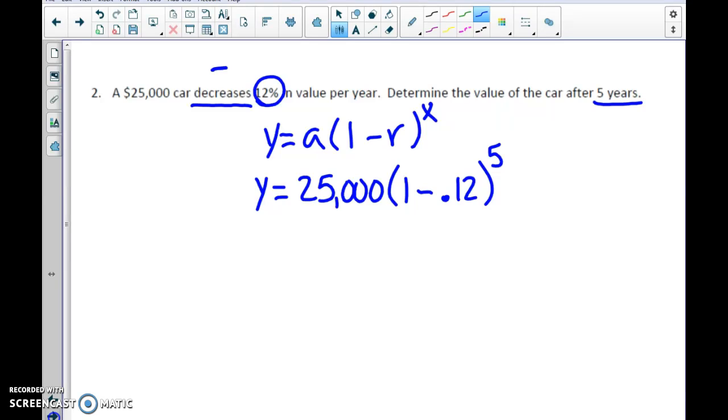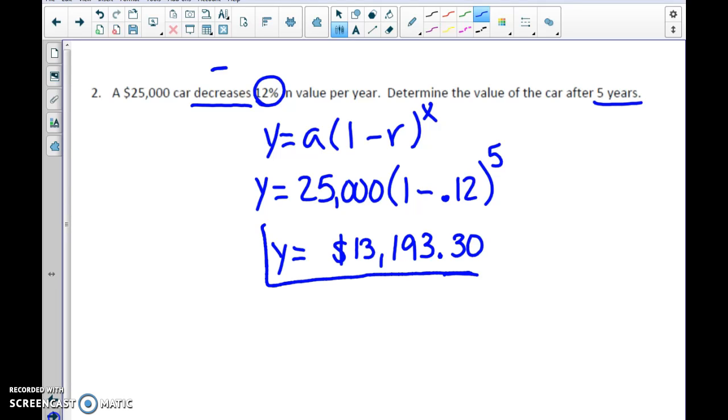So you're just going to type that into your calculator. Make sure you do the minus. And you should come up with $13,193.30. It's okay to have decimal places in this case because we're talking about money, so you only want 2 decimal places. And then always check, does my answer make sense? The initial value is 25,000. I'm decreasing, so it should be lower than that, and I got 13,000, so that makes total sense. And that's target 4.